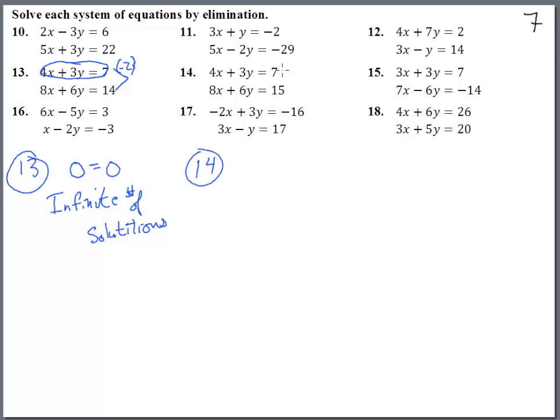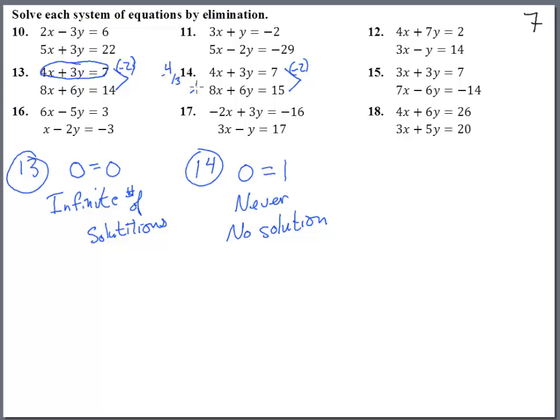Ooh, so we could get rid of the x's again. Negative 2. So that's going to give us 0 and 0. Oh, but that's going to give us 1. That means these two lines never cross. There is no solution. And you can kind of tell what's going on here. This slope is a negative 4/3.